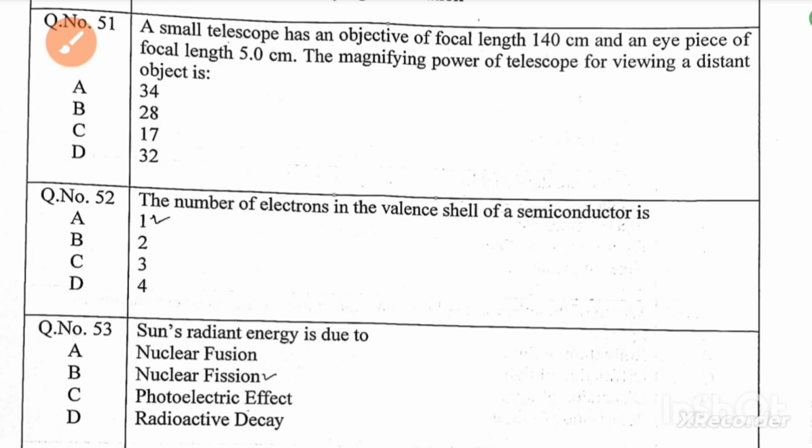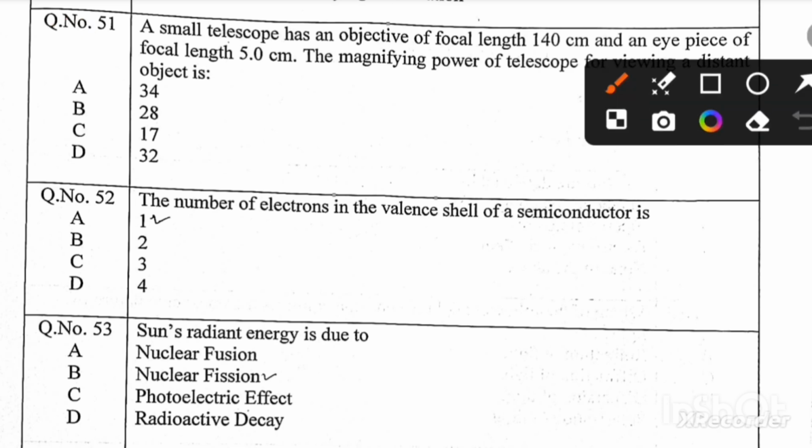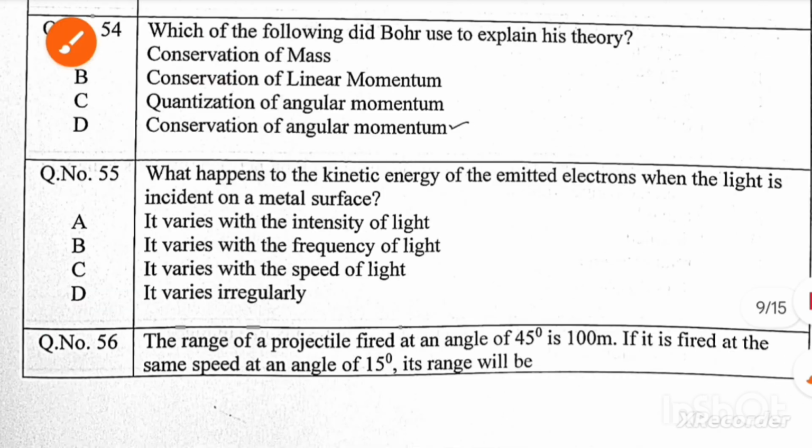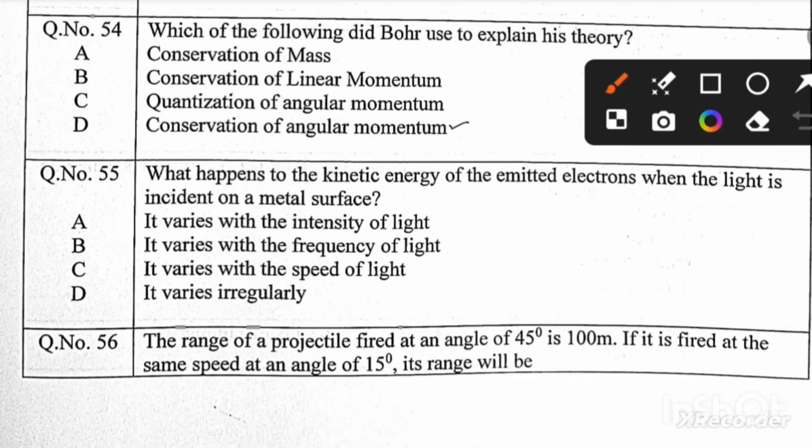The magnifying power of a telescope for viewing a distant object is 28. Next, the number of electrons in the valence shell of a semiconductor is 4. Sun's radiant energy is due to nuclear fusion. Which of the following did Bohr use to explain his theory? The answer is option C. Then what happens to the kinetic energy of the emitted electrons when the light is incident on a metal surface? It varies with frequency of light.